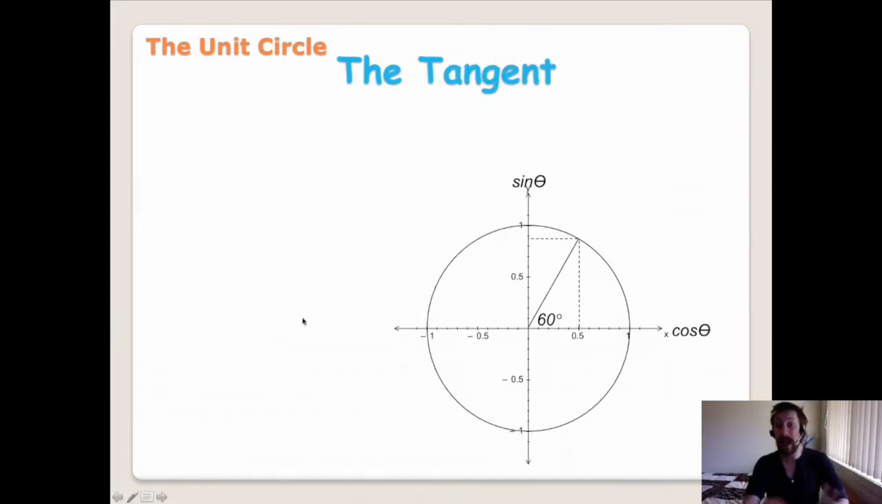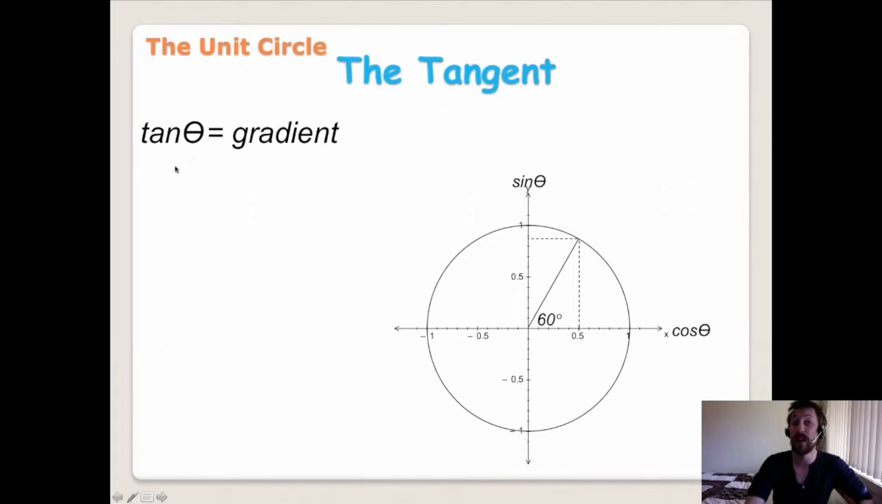So let's now look at the tangent and how we can get the tangent from sine and cos. Now because we know that we can get the gradient by using tan theta, that is tan theta is equal to the gradient, we know that we can also use tan theta is equal to rise over run, because the gradient is the same as saying rise over run. Now because I know that is the rise over the run, I can also say that the gradient is equal to y over x.